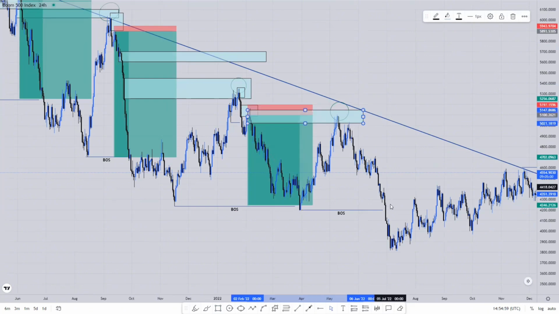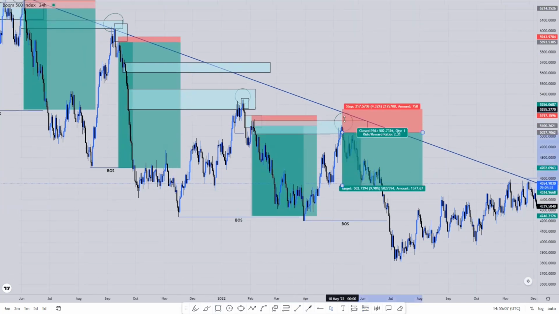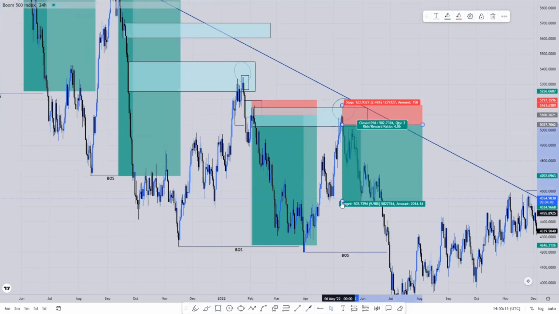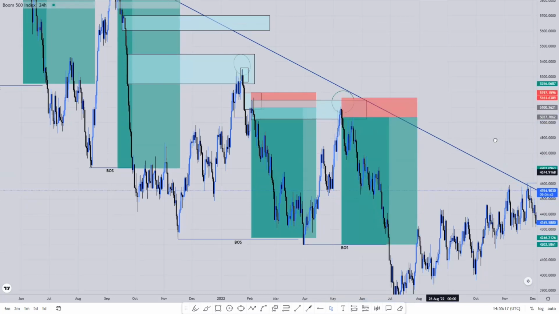Here they came to the swing. This one is a simple one because that was the last unmitigated supply, which was just by tapping into the zone you would have entered, or simply waited for the inner shift. Once the inner shift happens, you enter your sells. You are targeting the low like this.